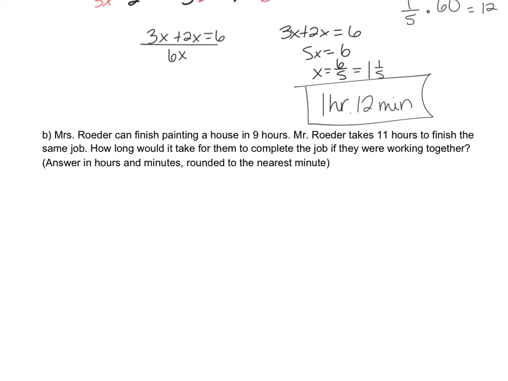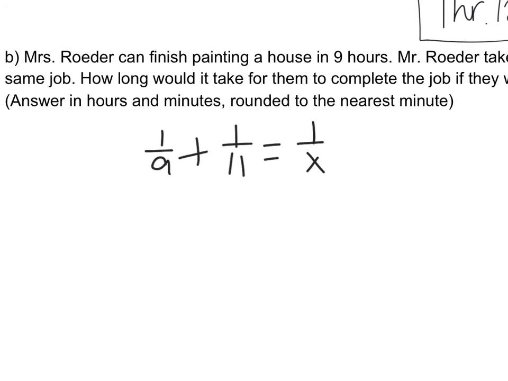So on this one, the first rate for Mrs. Roeder would be 1 over 9, plus Mr. Roeder, 1 over 11, equals what we're trying to find, our combined rate if we work together. These are not as nice and easy numbers, but that's all right. Looks like our LCD is going to be 99x. So I'm going to multiply this by 11x, this by 9x, and this by 99.